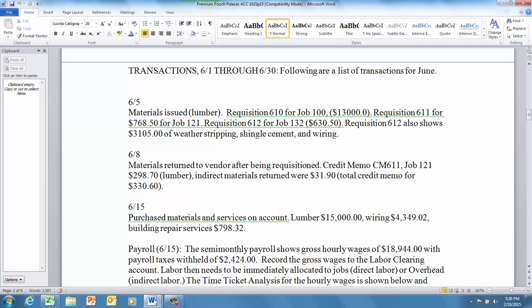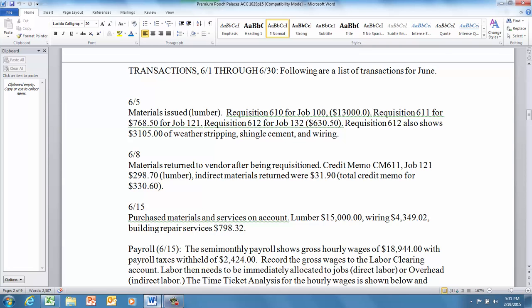Now, requisition 612 for job 132 is the same thing. It's still lumber, all those. But requisition 612 also shows $3,105 of weather stripping, shingle cement, and wiring. So the direct materials for this job are lumber, shingles, and windows. And so all this other stuff, weather stripping, shingle cement, wiring, this is all indirect materials.